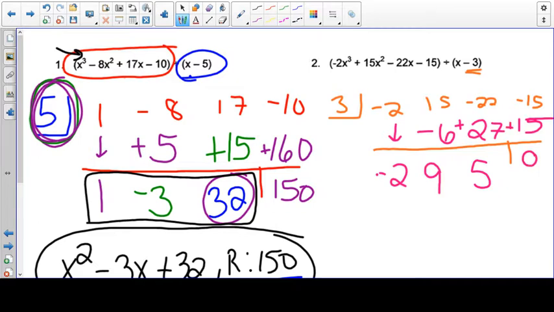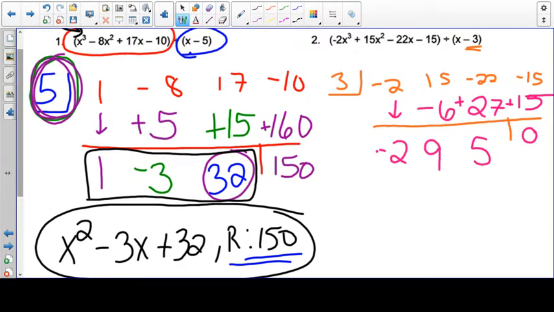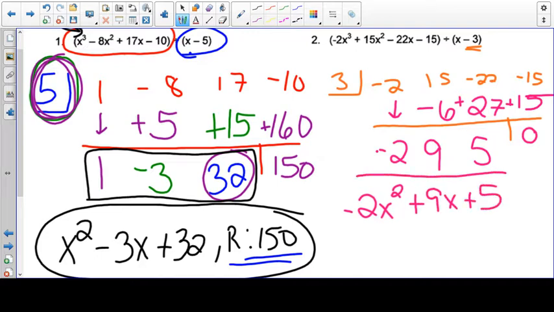This means that I don't have a remainder in this case. So my answer is negative 2x squared plus 9x plus 5, because it was able to evenly divide out.